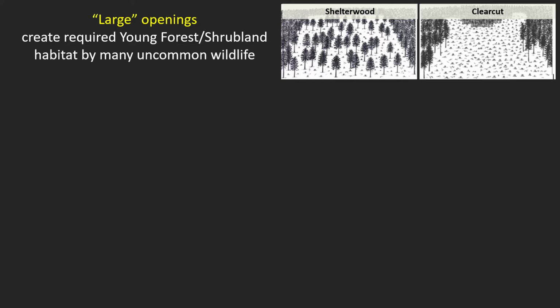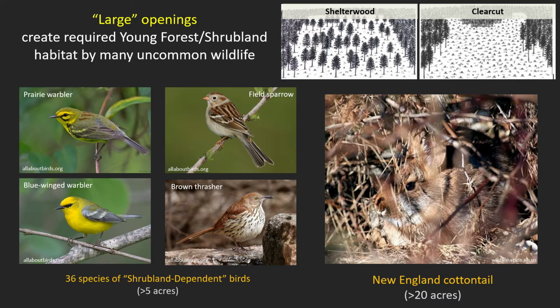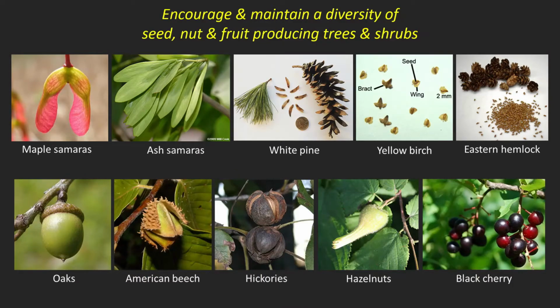Larger openings, particularly clear cuts, are used to create large areas of young forest or shrubland habitat required by numerous wildlife species. This includes 36 species of birds that require shrublands as their primary habitat. Openings at least 5 acres are most likely to attract and support these birds. And New England cottontails require dense shrublands over 20 acres in size.